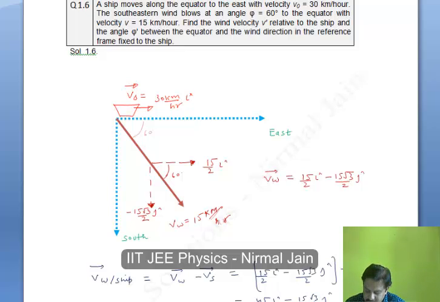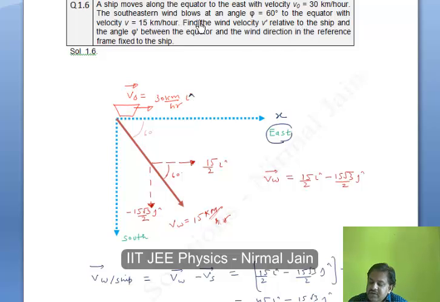Let us understand this problem, which says a ship moves along the equator to the east with velocity 30 km per hour. So let's say this is east, and a ship is moving with a speed of 30 km per hour. Let it be the x direction, so I have put it as 30 km per hour i cap, right?